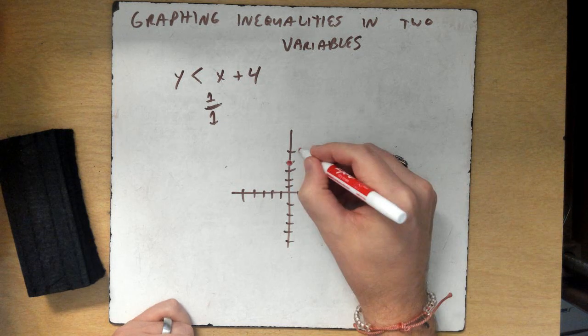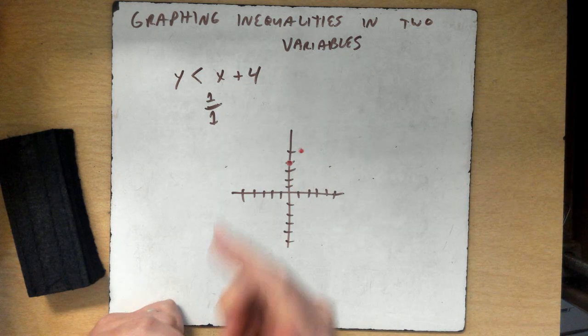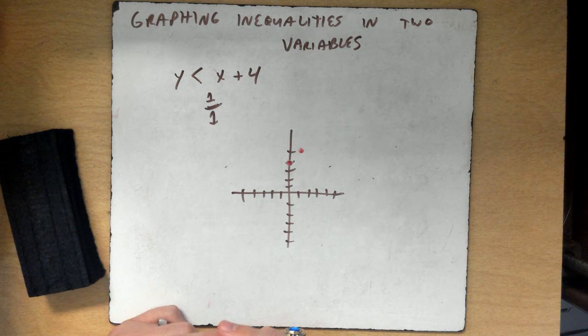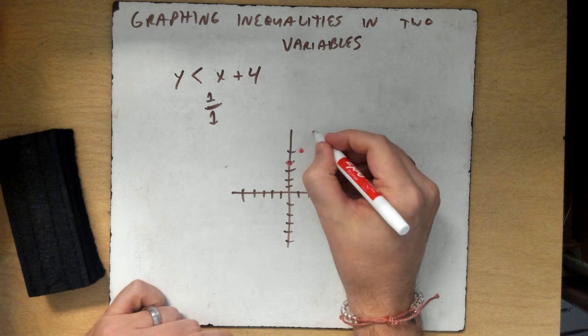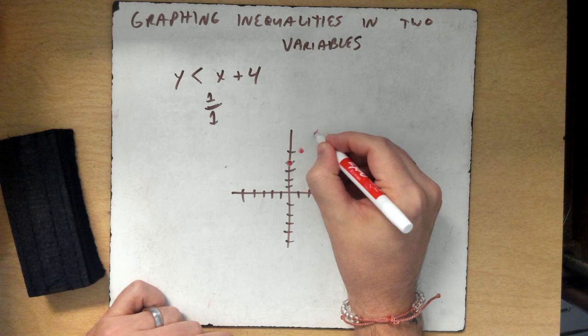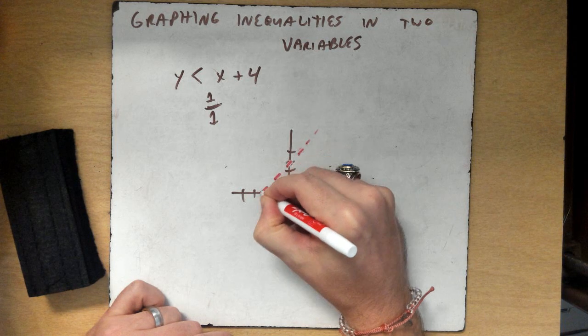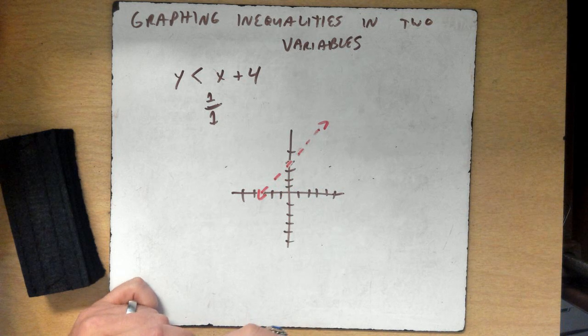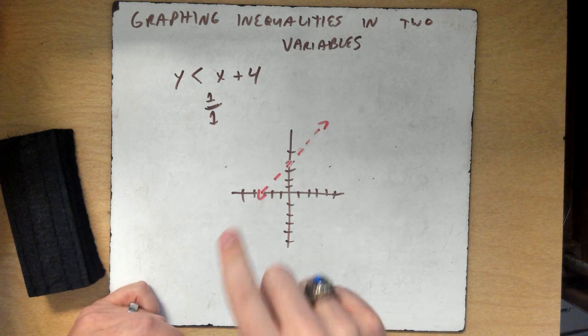Okay, there we go. Now, here's the key. Look at my inequality. It's a less than symbol with no line, okay? If there's no line underneath, when I draw my line, it's going to be a dotted line. Okay, dotted line.